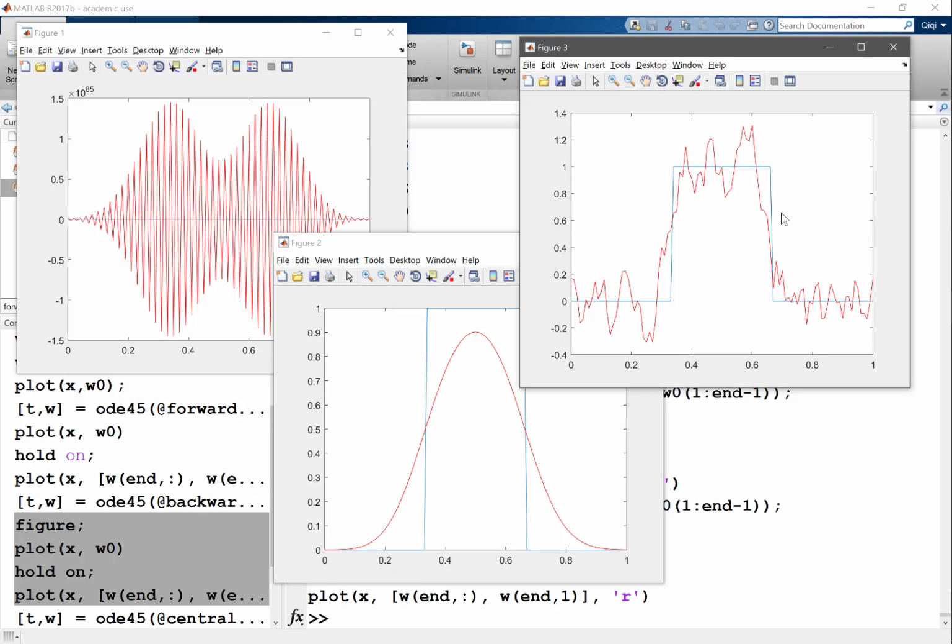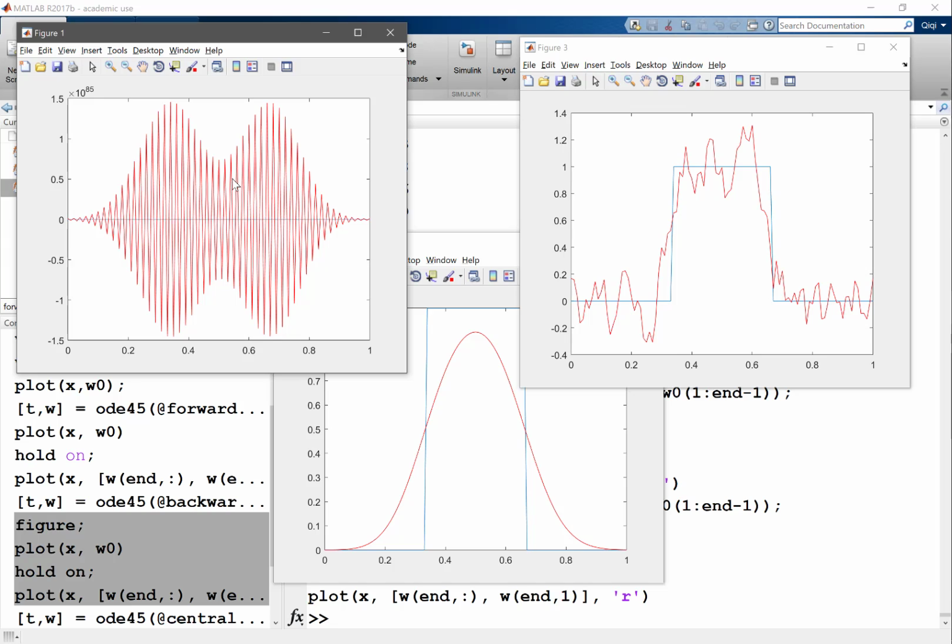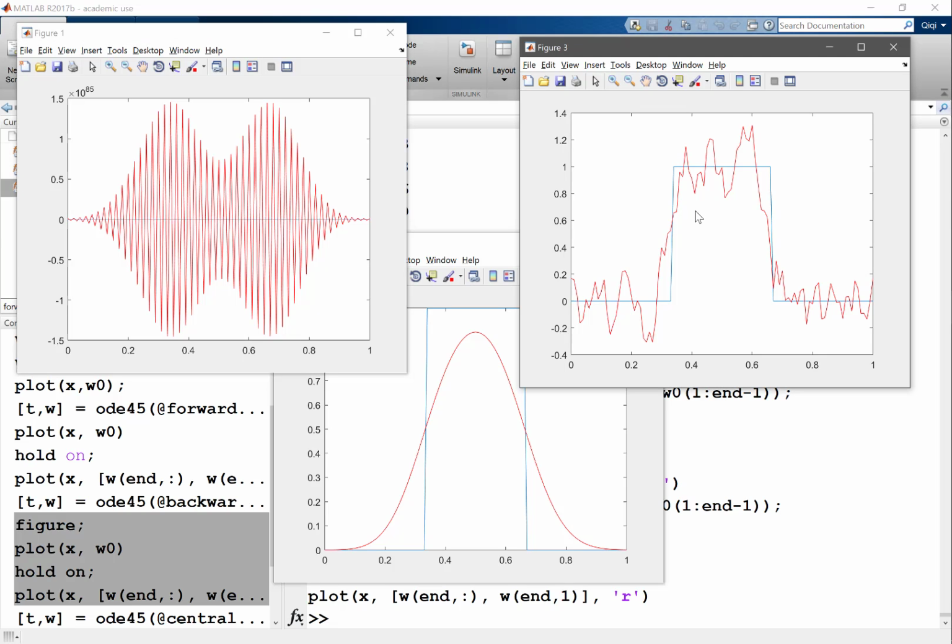And central difference, the supposedly second order approximation, seems to be tracking the analytical solution, but it seems to be growing some kind of wild oscillations. Not as bad as the kind of oscillations we see in forward difference, but still, it's oscillatory. It gets us some oscillations that shouldn't be there. So what's happening? Why are they doing that?